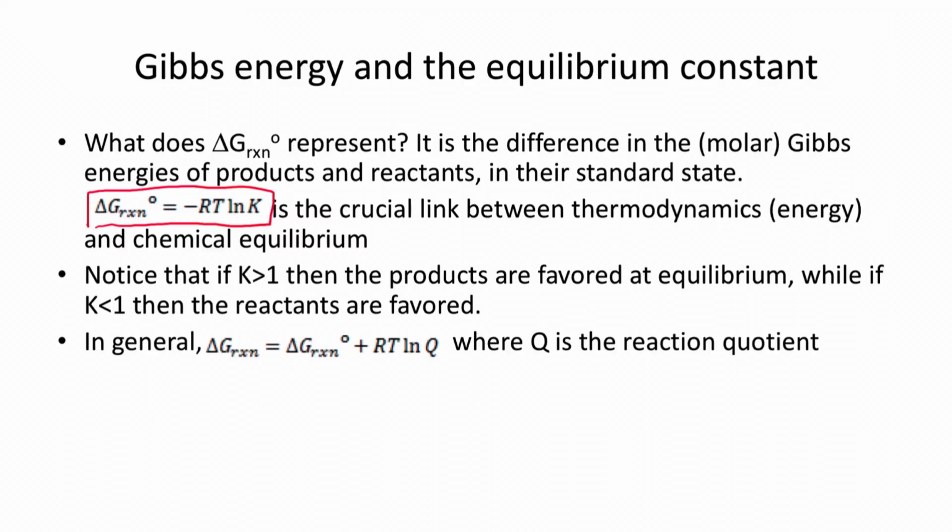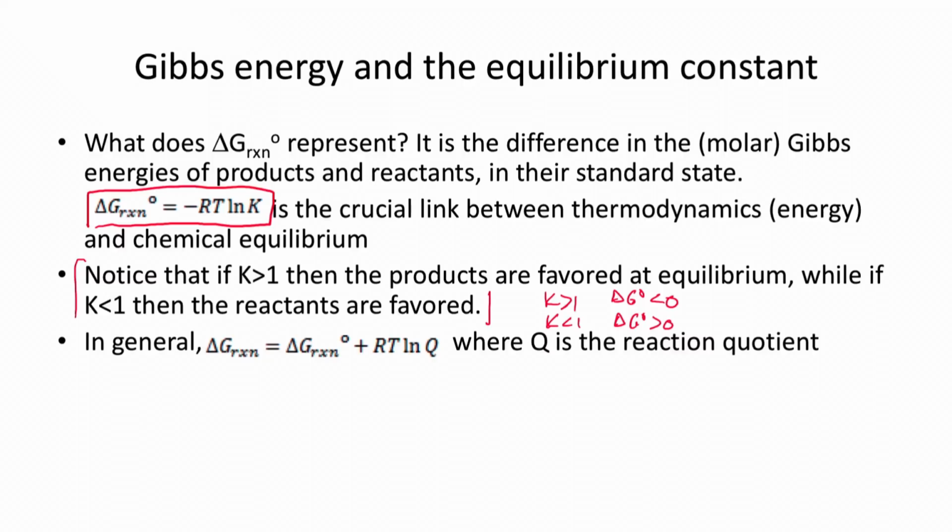And if K is less than 1, then the natural log is going to be negative. When I multiply the negative natural log by the negative in the minus RT term, that's going to give me a positive value overall. So that's going to give me a delta G0 greater than 0. And so I can figure out what I'm predicting for delta G based on K. If K is greater than 1, delta G0 should be less than 0. And if K is less than 1, delta G0 should be greater than 0.